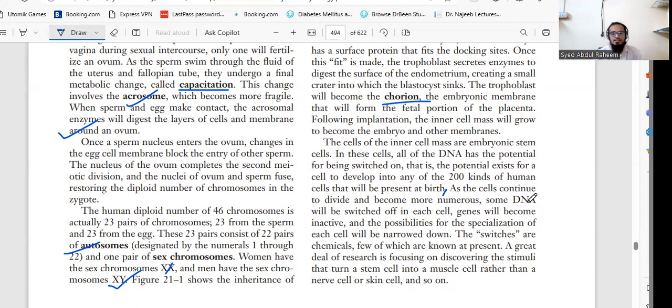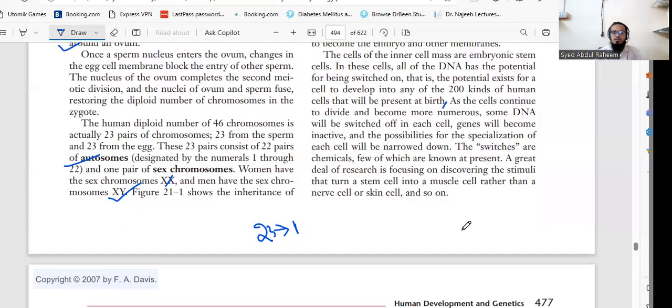As the cells continue to divide and grow in number, some DNA will be switched off in each cell. Genes will become inactive, and the possibilities for the specialization of each cell will be narrowed down. The switches are chemicals, few of which are known at present. A great deal of the research is focusing on discovering the stimuli that turn a stem cell into a muscle cell rather than a nerve cell or skin cell and so on. From each cell, specialized cells will develop.